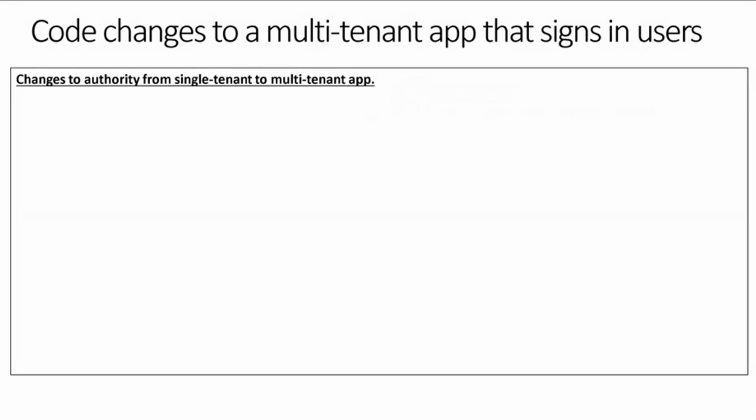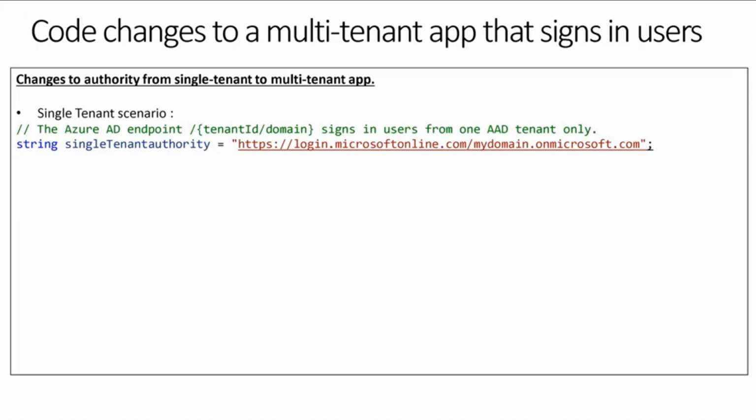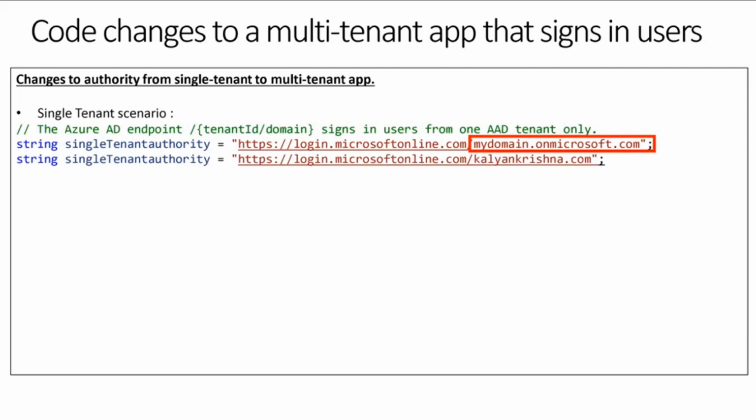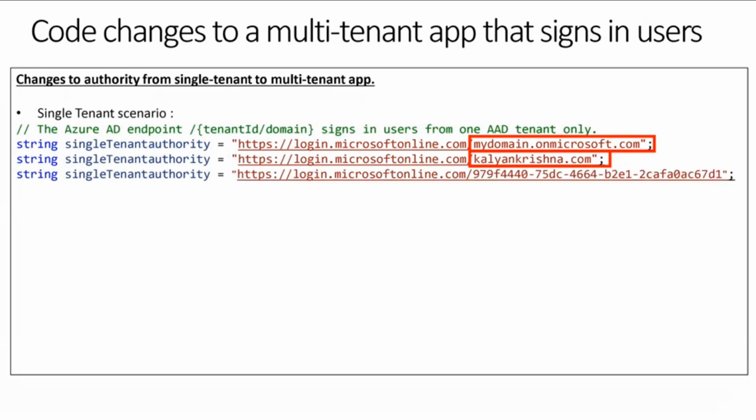If you are a developer, I'm going to cover a few things that you need to change in your code to handle multi-tenant scenarios. One of them is a change in authority. If you're a single tenant app and you are aware of what an authority is, you use one of three authority values. Either you use the domain provided by Microsoft when you create an AAD tenant, in the form of mydomain.onmicrosoft.com, or a verified domain that you own, like I'm using kalyankrishna.com, or you can use the tenant ID. All three point to the same thing, which is the tenant where the application resides. This is how you will authenticate users to a single tenant application.